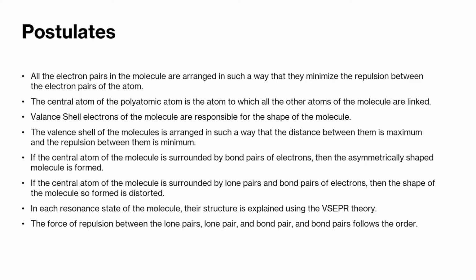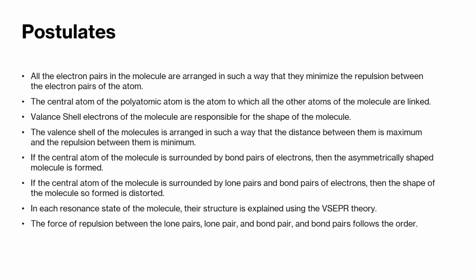The second one is that the central atom of a polyatomic molecule is the atom to which all the other atoms of the molecule are linked, right? So it's generally something like that. Some molecules can be binary, some molecules can contain the same atom specifically, right? And some can contain different atoms, right? Because some elements tend to be able to bond to each other, the same element, for example, carbon-carbon chains, right?